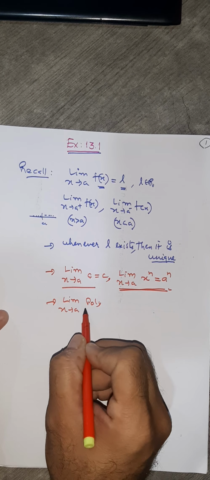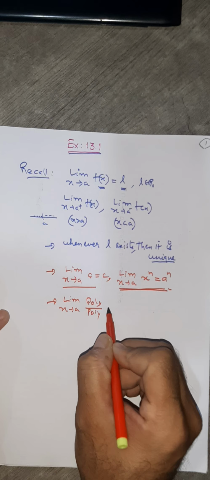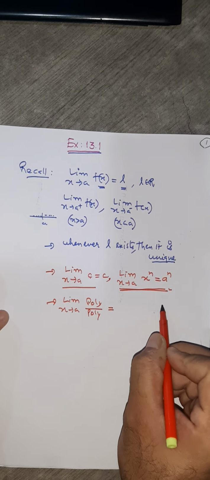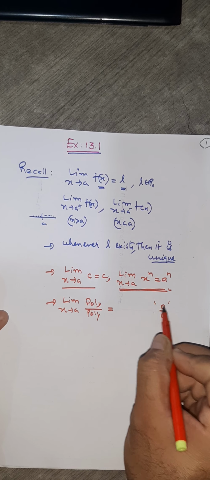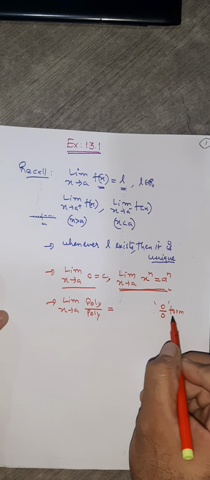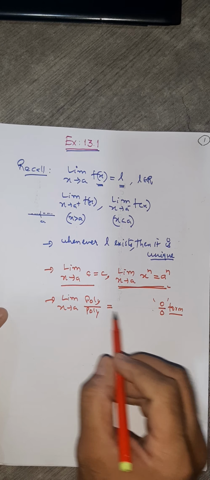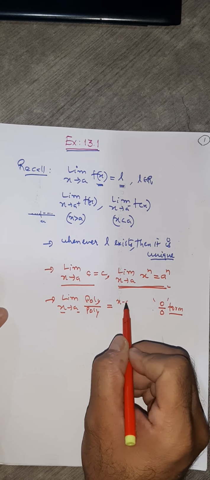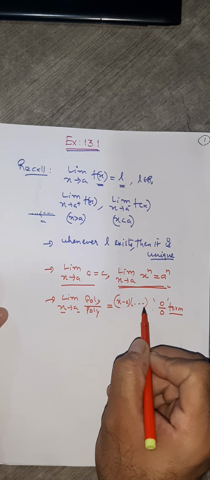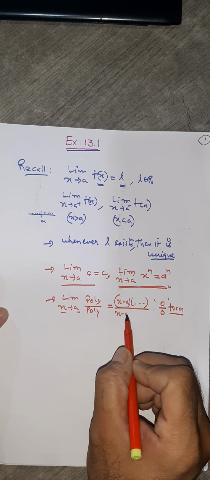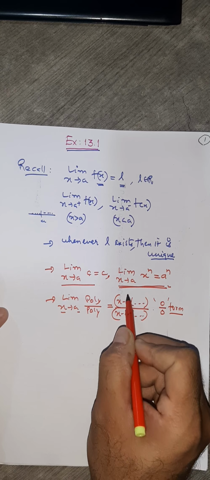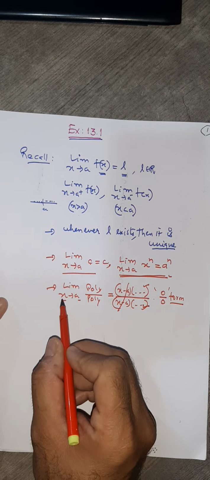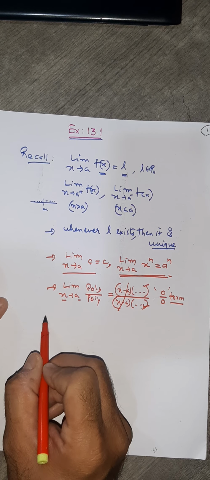Then one more, limit x tends to a of polynomial upon polynomial. What do you need to do? If you have the 0 by 0 form, place the value of x. If you have this form, then factorize. One factor must be x minus a. So x minus a into some expression upon x minus a into some expression. Cancel it and now apply the limit. Apply the limit means what? Instead of x you put a.